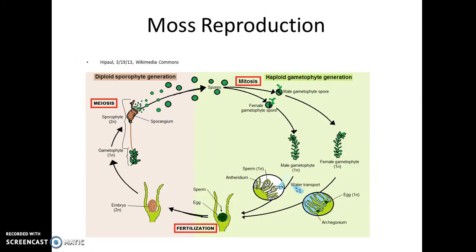Hey, there's more moss reproduction here, gang. We have the spores. They grow into gametophytes. We have male, female, water, swim, fertilize, grows into a sporophyte. The sporophyte will produce haploid spores, which will grow into the gametophytes.